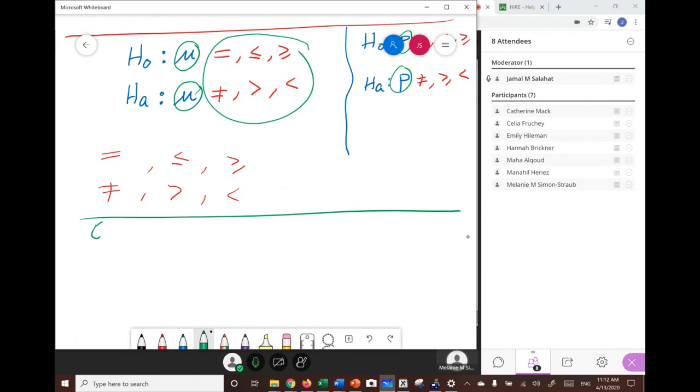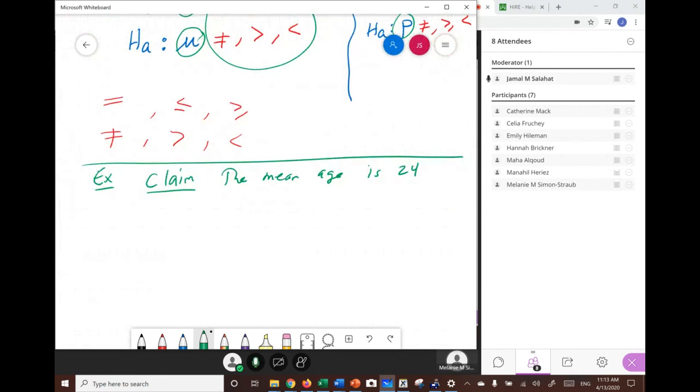Here is example 1. What if somebody makes a claim and says the mean age of college students at a certain college is, let's say, 24. Now, automatically, I'm going to go in there and write 2 statements, H note and HA. Both statements will be talking about mean. So it's a mu here and a mu there.